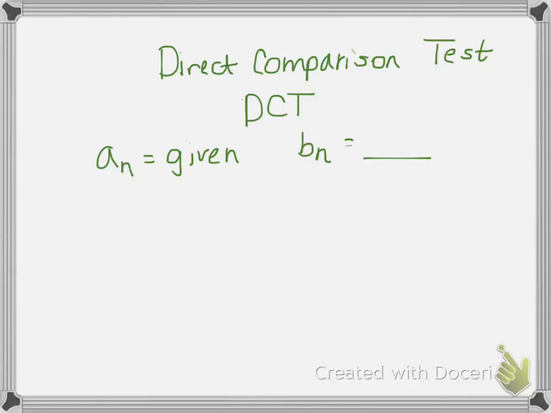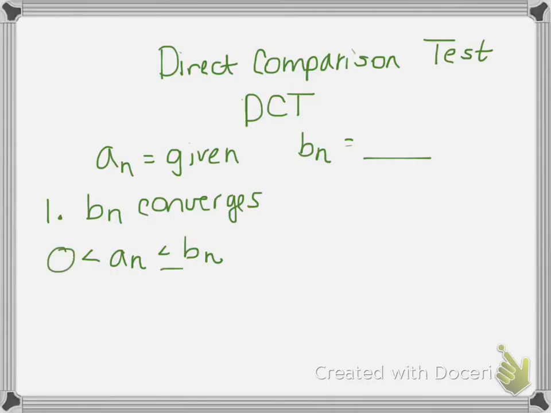If you pick a function where b of n converges, and then you find out that b of n is greater than a of n, then that means a of n will also converge. Because if b of n is greater and it converges to some sum, then anything less also has to converge to that much or less. It can't be bigger, so it can't diverge.